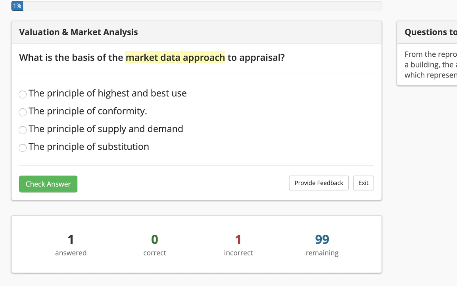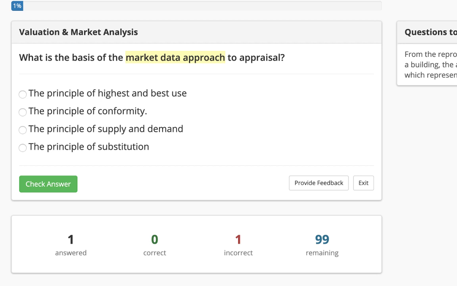What is the basis of the market data approach to appraisal? Is it A, the principle of highest and best use, B, the principle of conformity, C, the principle of supply and demand, or D, the principle of substitution? What does everybody think here? Market data approach. Hopefully everybody's up on their appraisal methods.